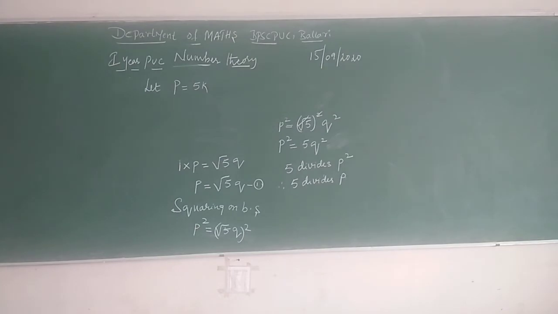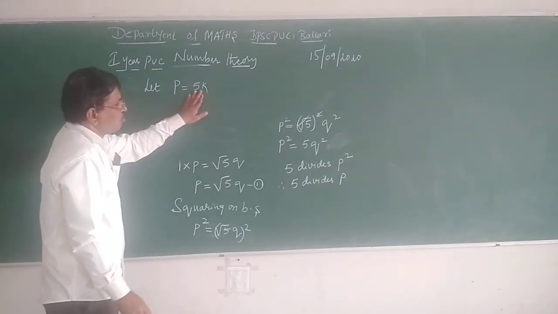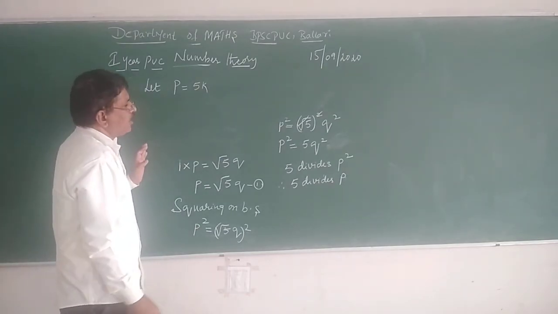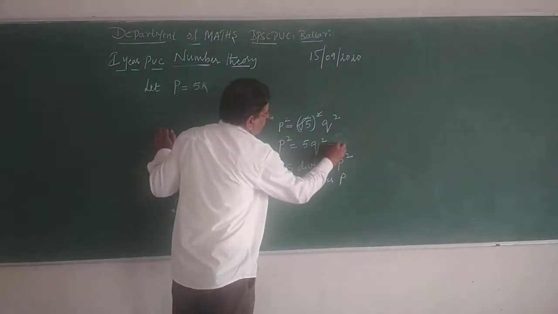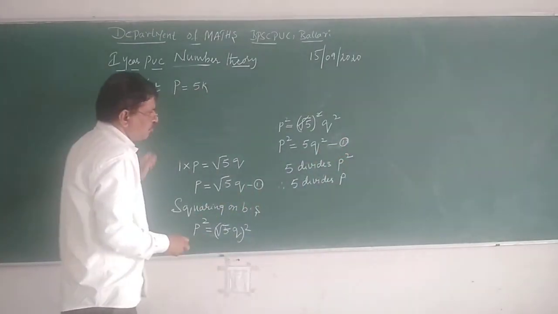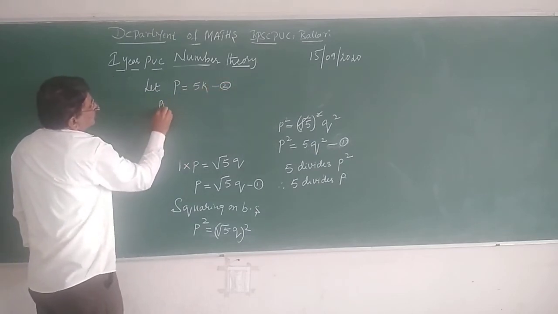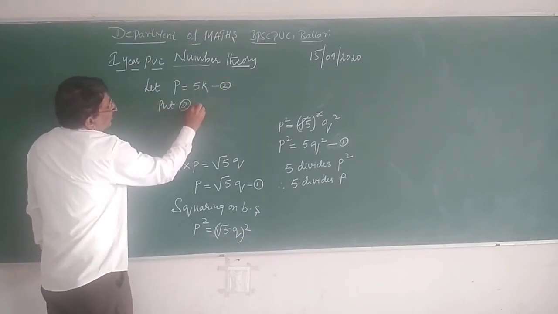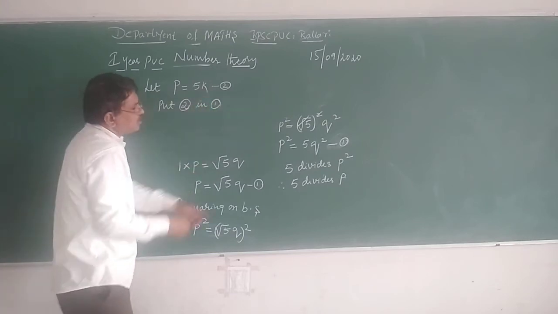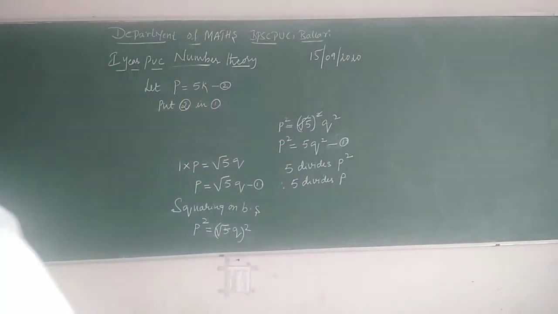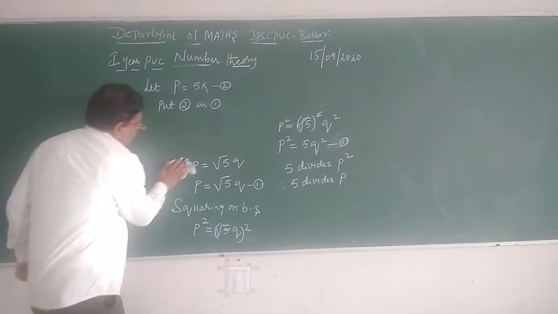Next, let us consider P is equal to 5K. Let this be equation 1. Don't take this one as equation 1. Let this be equation 2. I will take this one as equation 1. Put 2 in 1.